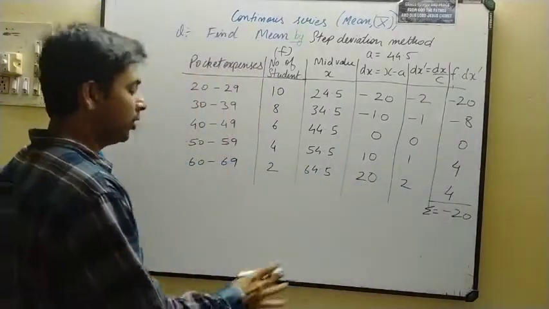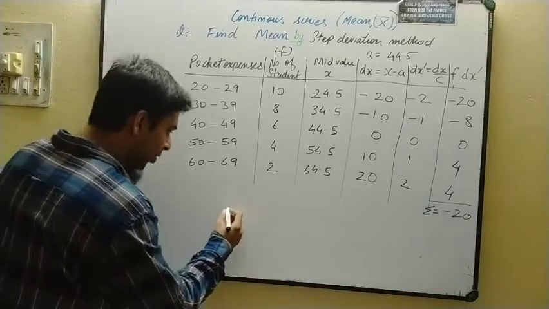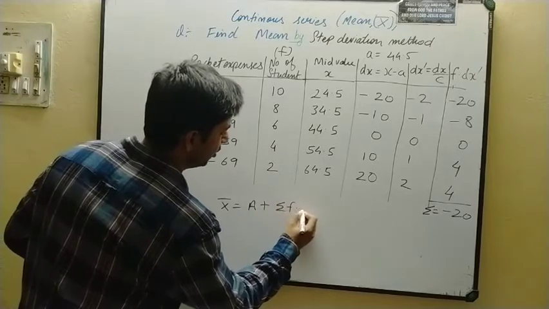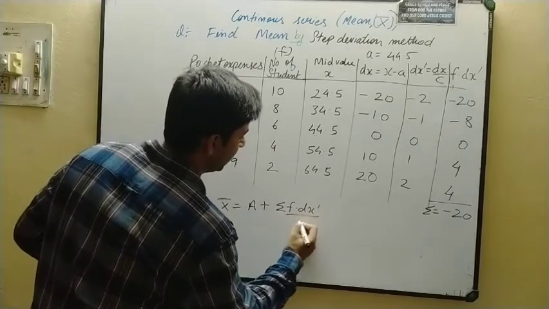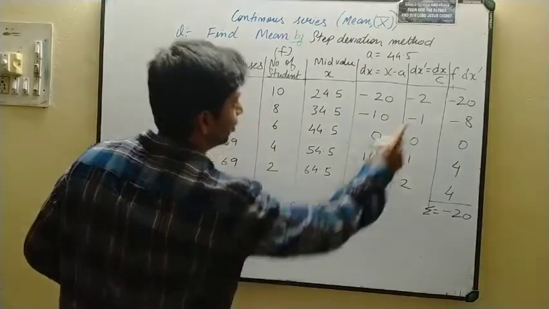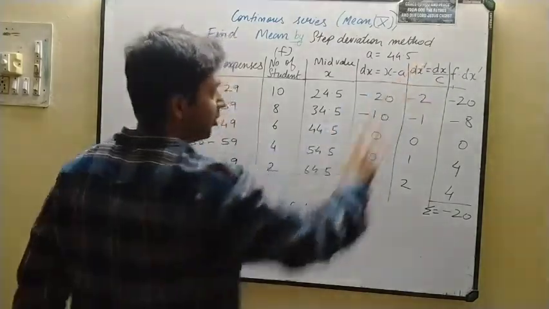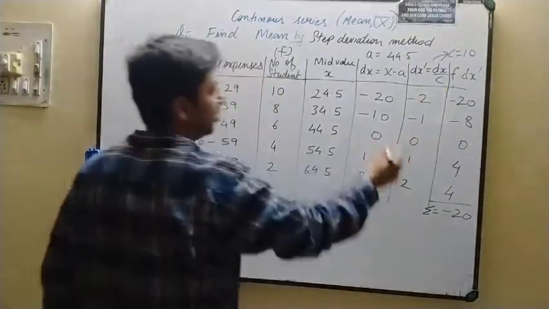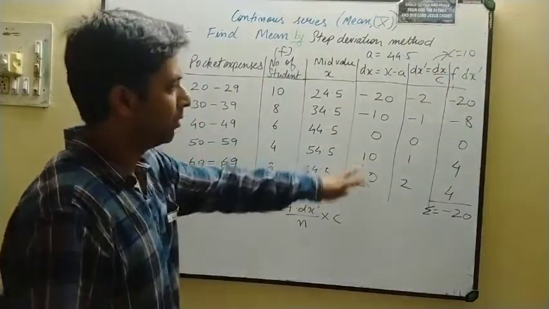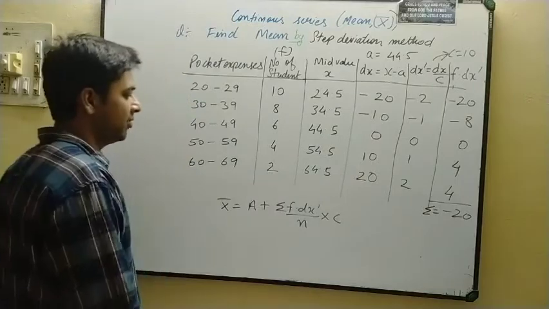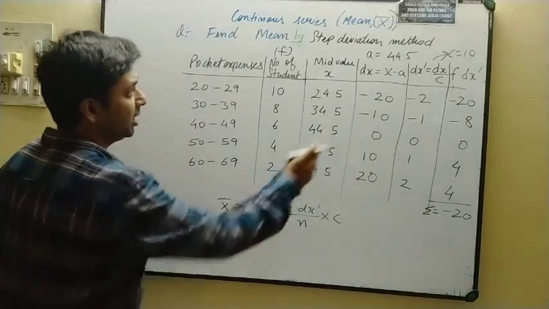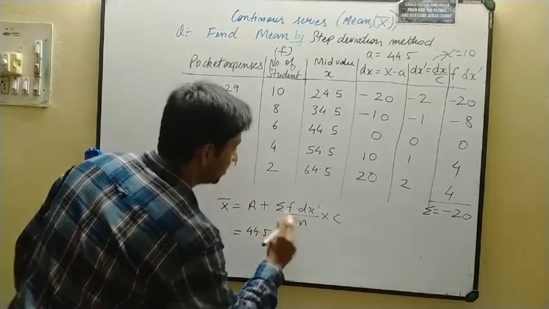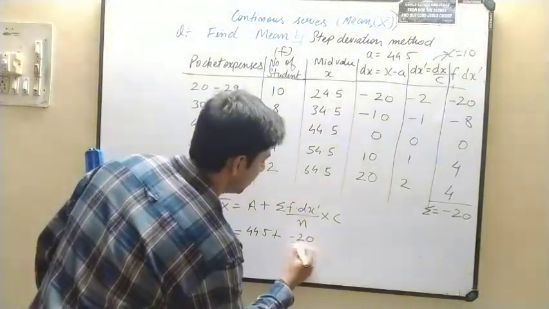Now what will be the formula? The same formula as we were using earlier: summation of f into dx dash divided by n, into the common factor. The common factor we have taken as 10. I have not written it here, but the common factor c would have been 10, because you are dividing by 10 only. 10 was the common factor in these dx deviations. Now what was a here? The assumed mean, 44.5. Write 44.5 plus summation of f dx dash, how much was it? Minus 20.